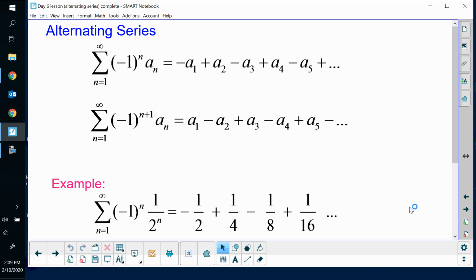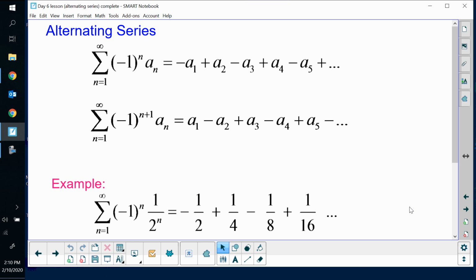So first off, what is an alternating series? In an alternating series, we would notice we have a -1 raised to some power. There are just two options you have: an n and an n plus 1, and that just changes whether the negative starts with the first term or the second term. And then the sign switches from negative to positive. That's where the alternating comes from.